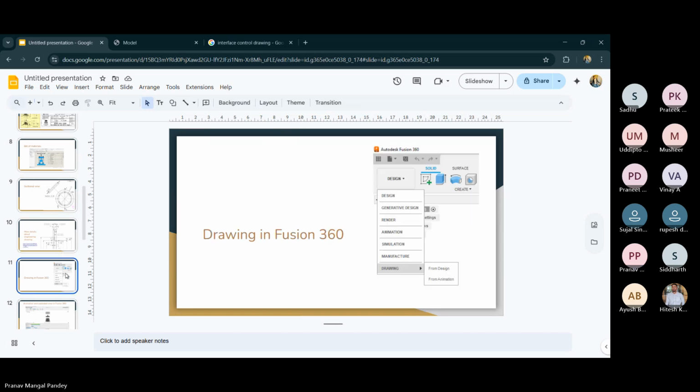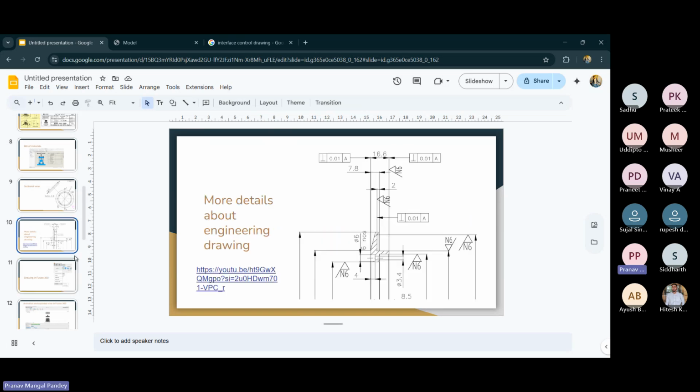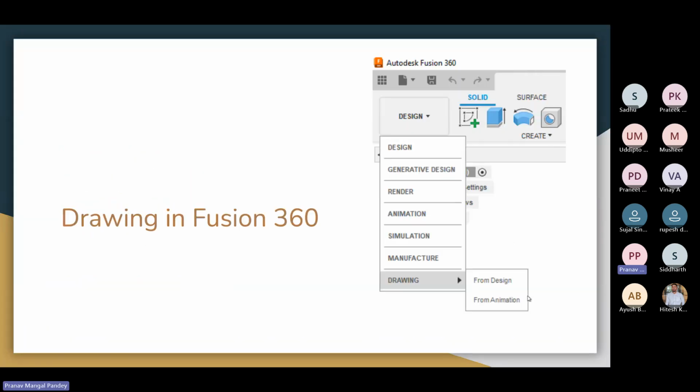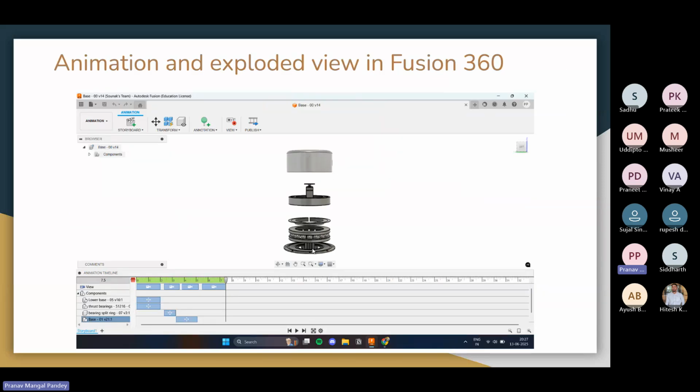So this is about drawings. How will you be able to draw in Fusion 360? It's simple. You go to the design tab, go to the drawing, and then draw from design. If you are talking about a single part, you will use from design. If you are talking about the exploded views, you can go from animation itself. For example, this is the animation part. If I go from here, I will get this as my drawing. Okay.